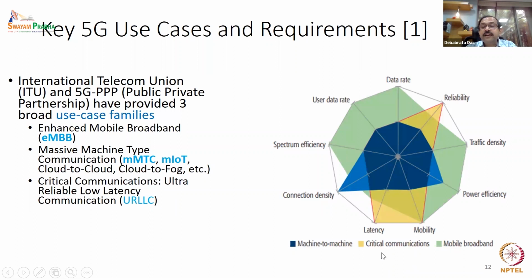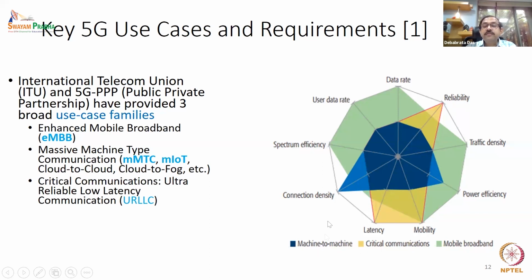Where is the URLLC? Critical communication. You are ultra reliable, low latency. That means very critical. This yellow color: in yellow color, latency has to be minimum. So you see, latency is the farthest away from the center. Mobility, if I am moving, it also supports mobility in case of driverless cars. And you see this yellow color here, highly reliable: not a single piece of information should be missed. Okay, so these three combined mean critical communication.